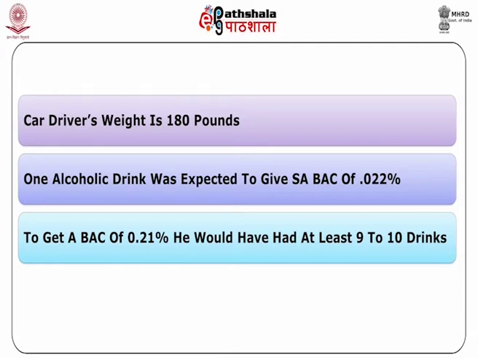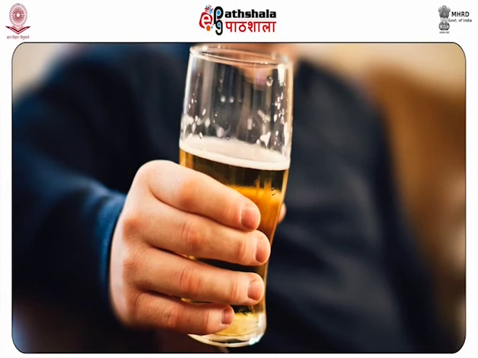To get a BAC of 0.21% prior to his last drink, he would have had to consume at least 9 to 10 drinks. This is reasonable because he was at the bar from 4 p.m. until the bar closed at 10 p.m. So it is realistic to think that in 5 hours he could have easily consumed 10 drinks. The car driver was severely intoxicated with the alcohol. BAC of 0.21% would result in disorientation, mental confusion, dizziness, lack of coordination, staggering, and slurred speech. Thus, the driver was clearly unfit to drive.